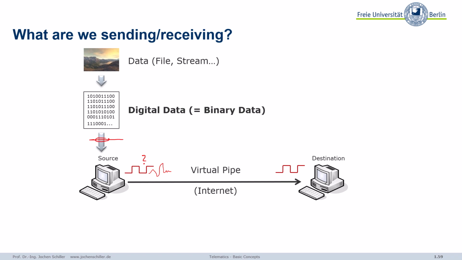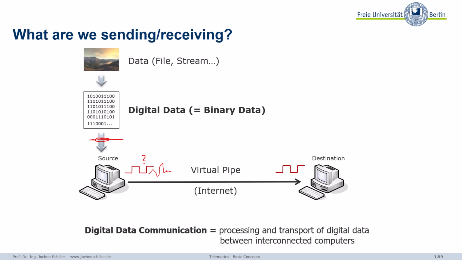We have our interfaces. We will learn a lot about also this, how this works. And then we have certain lower layers. We also have a closer look on this. And then we transport this in some kind of virtual pipe somehow on the other side. So there's our destination. So what we do in the end is what we call digital data communication. We process and transport digital data between interconnected computers.